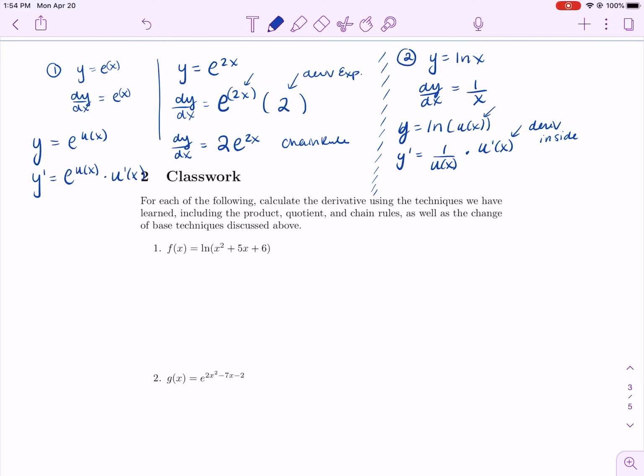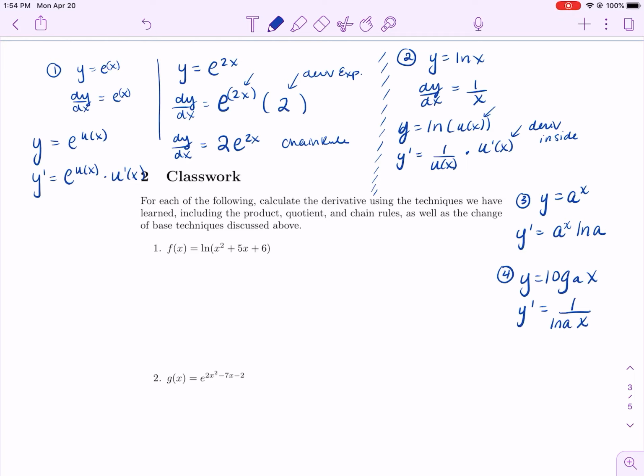Just remember that your other 2 rules here were: if y equals a to the x, a being a constant, x being your exponent, your y prime is going to equal a to the x times ln of a. And if you have y equals log base a of x, this is your 4th rule, then your y prime is going to equal 1 over x, and then just times ln of a, ln of the base.